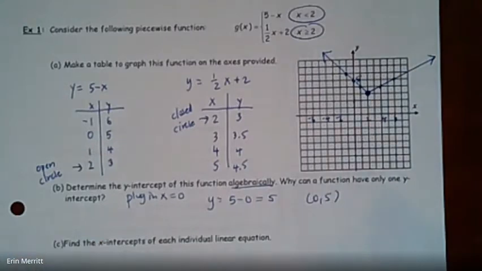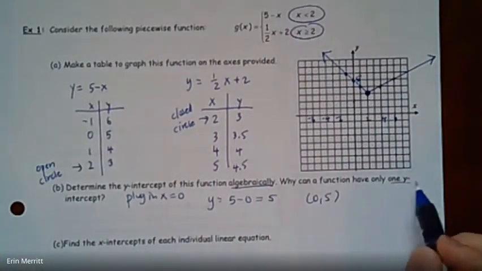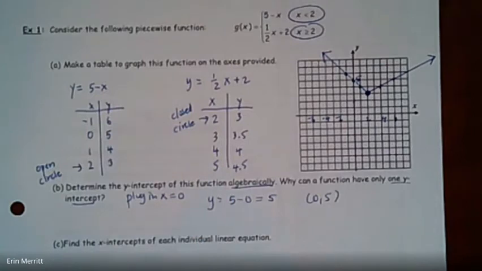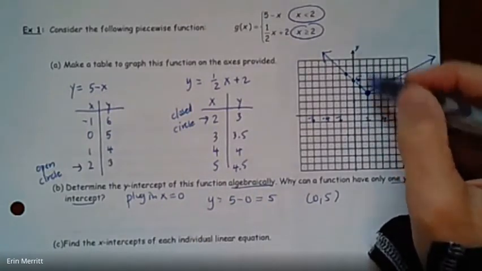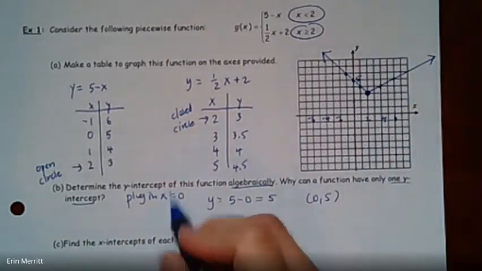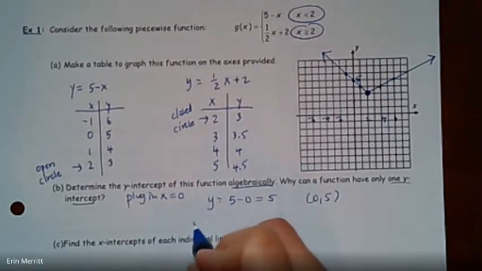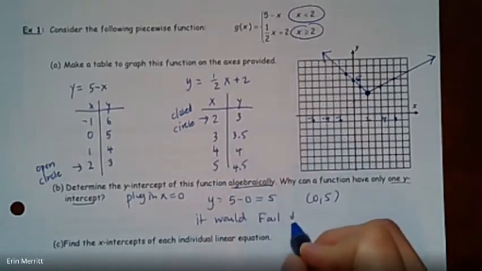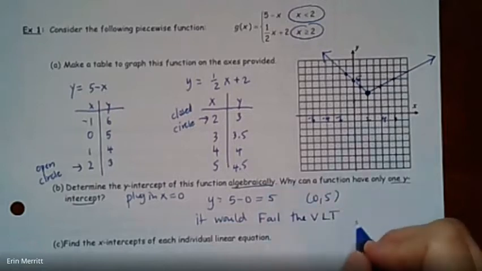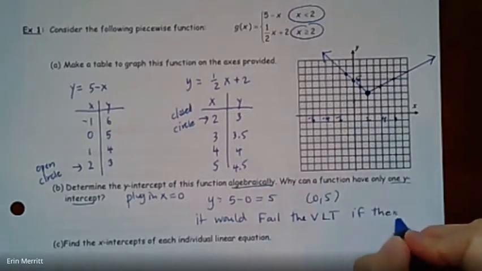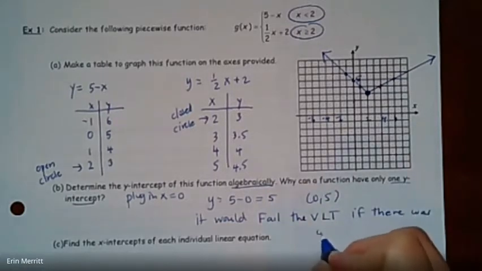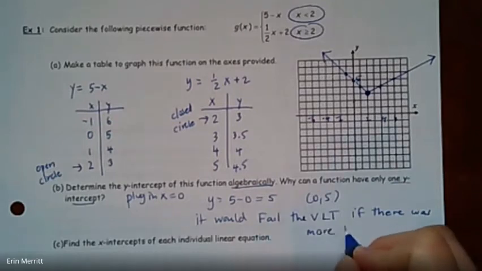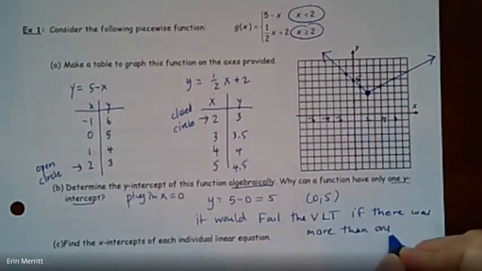When it asks if it can only have one y-intercept, well, if I had more than one y-intercept, it would fail the vertical line test. For it to be a function, it has to pass the vertical line test. So I'm going to say it would fail the vertical line test if there was more than one y-intercept.